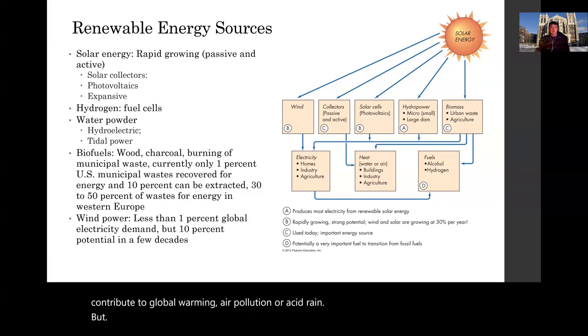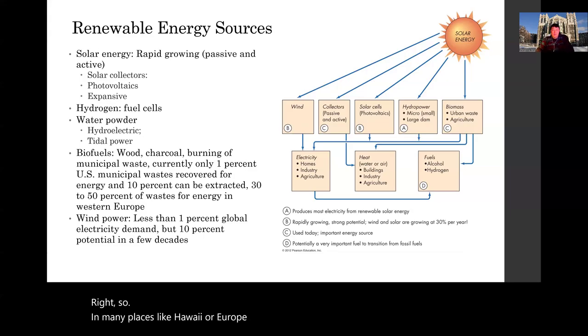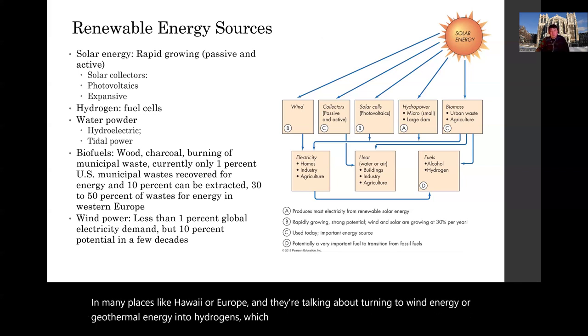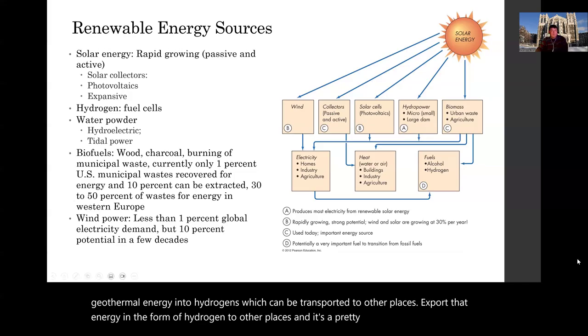So in many places like Hawaii or Europe, they're talking about turning wind energy or geothermal energy into hydrogen, which can be transported to other places, exporting that energy in the form of hydrogen. And it's a pretty promising renewable energy.